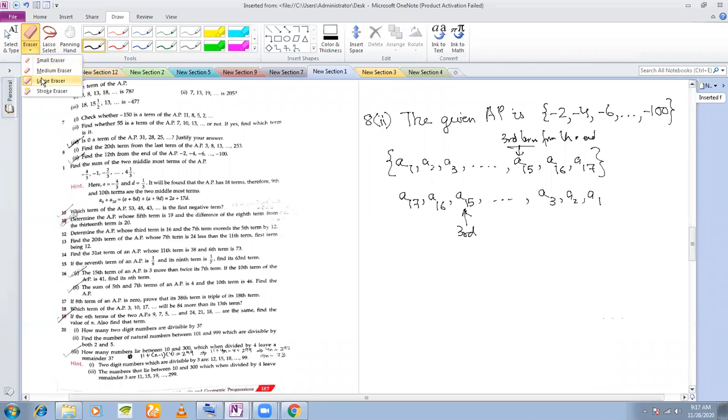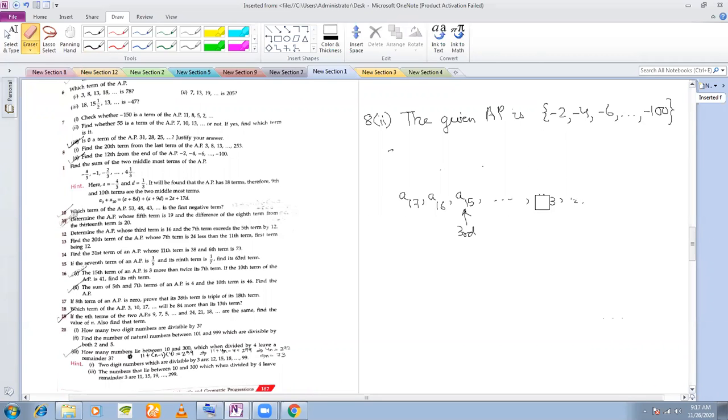So what we are going to do here is reverse the AP. Since we have to find the third term from the end of the given AP, we are going to reverse this AP. The reversed AP is -100, and then -6, -4, -2. So now we must find out the first term.